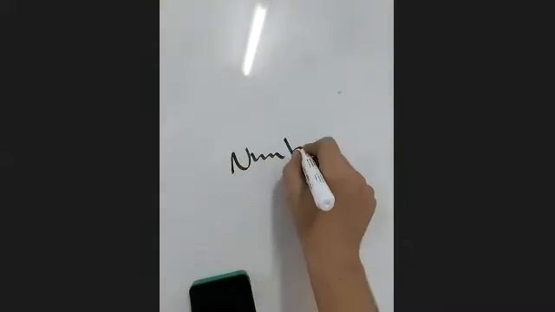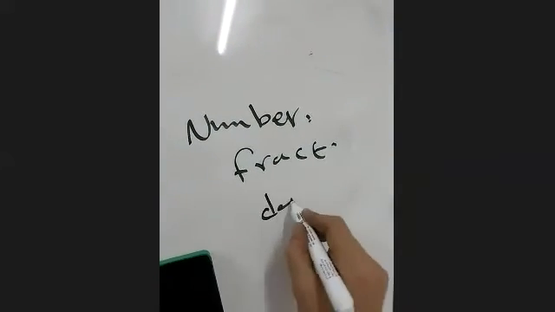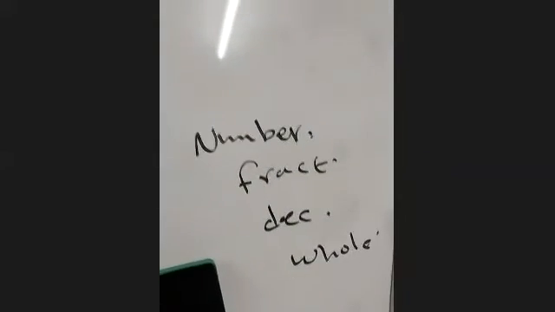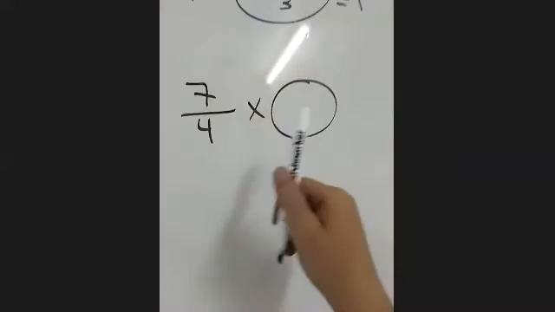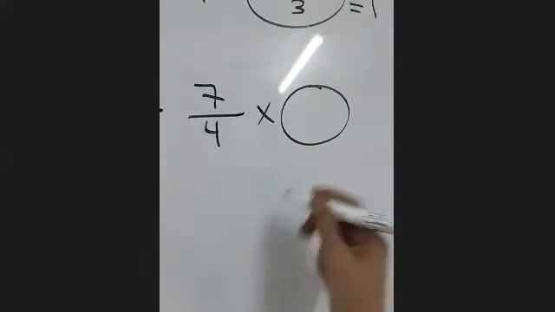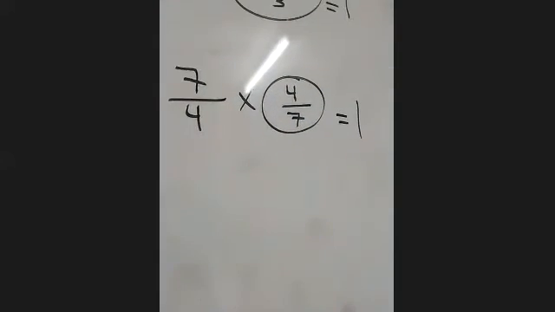Guys, when the question says number, not only the whole numbers 1, 2, 3, no. Fraction, decimal, whole numbers, okay? So number means any number, any value. If you multiply the number by 7 over 4, the answer is 1. What is it? 4 over 7. So here the wanted number is 4 over 7.